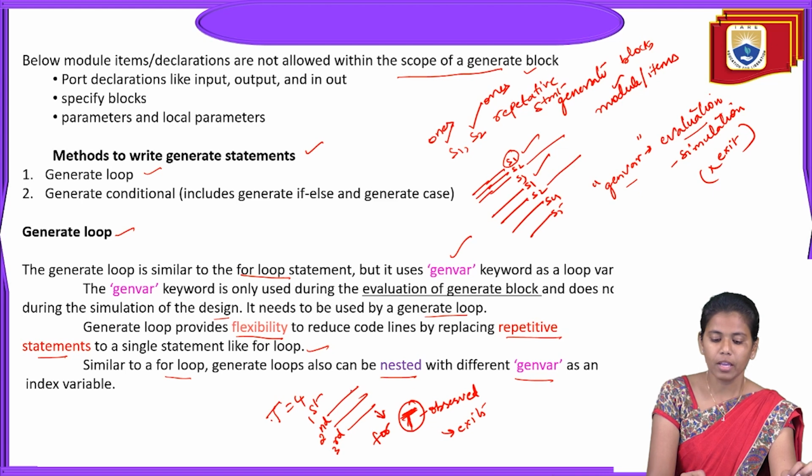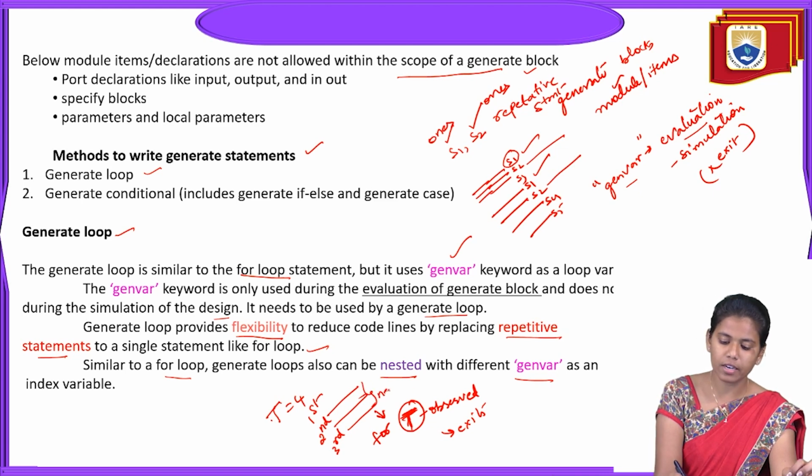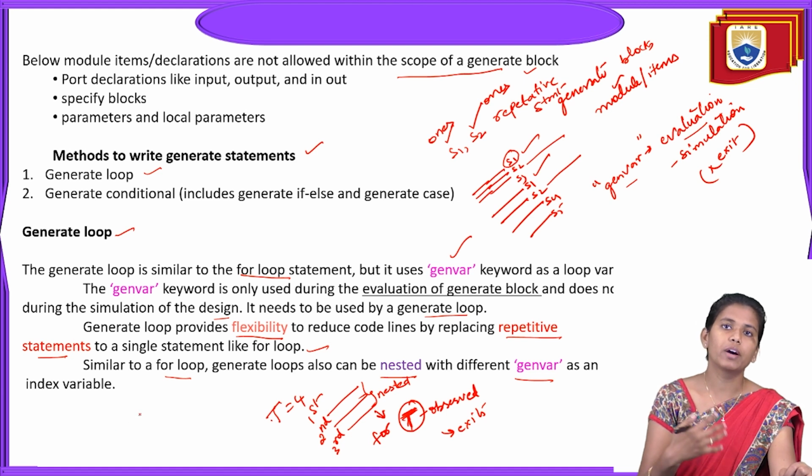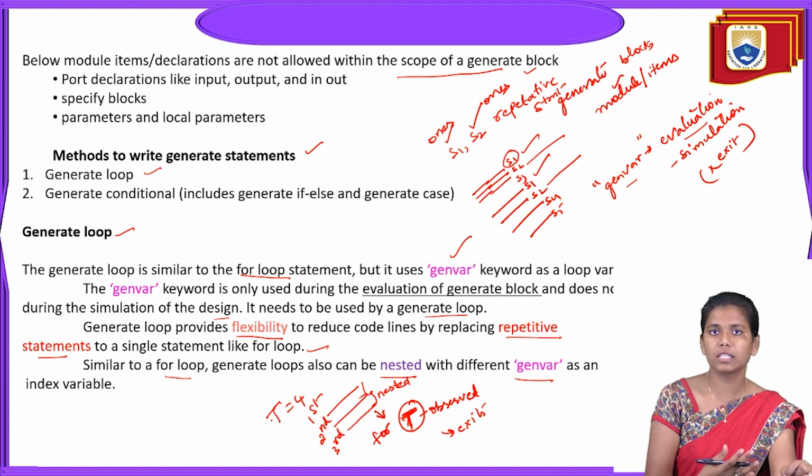In the same way, this is nothing but nested, right? So the generate block can also be nested, with a different genvar as the index variable. When the for loop is repeated, in between we are coming across, or we are considering, the keyword that must be present, or the instantiation of the keyword in between the statements.